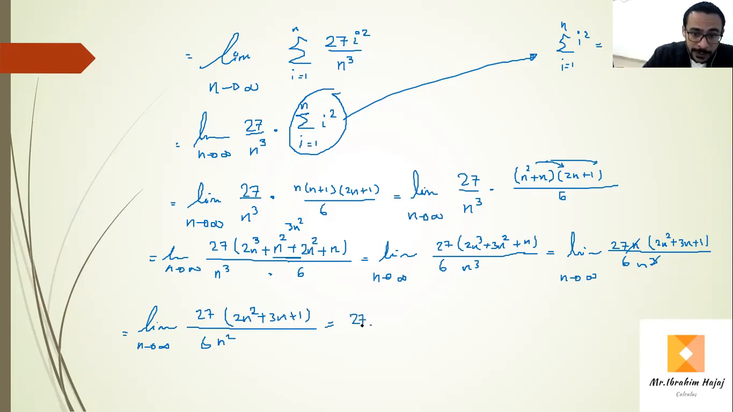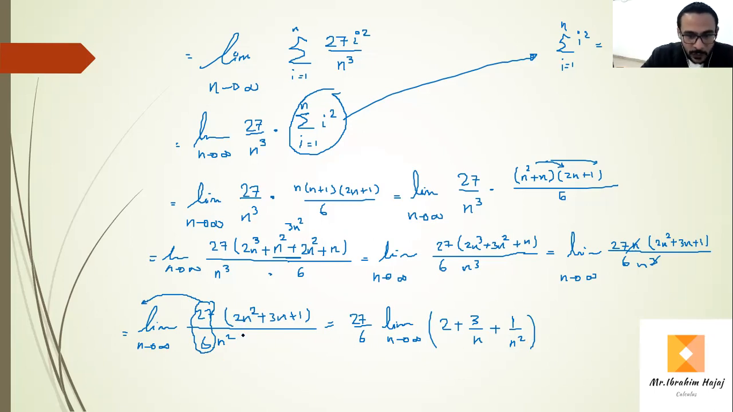I will write 27/6 outside, and then find the limit as n approaches infinity of 2n² over n², which gives 2. Okay, no need for L'Hôpital's rule. 3n over n² is 3 over n, plus 1 over n². Again, 27/6 we take outside, and then we write it as the sum of three terms: 2n² over n² is 2, plus 3n over n² is 3/n, plus 1/n².